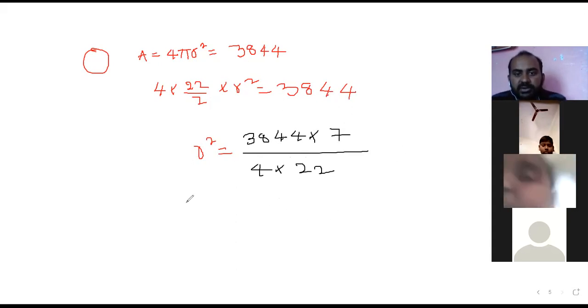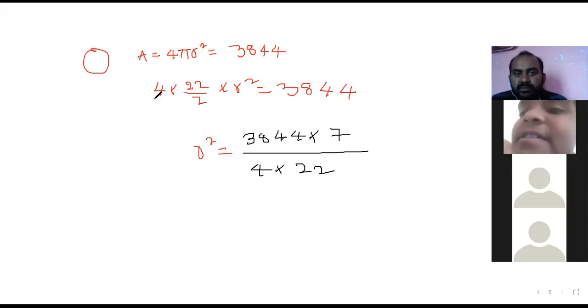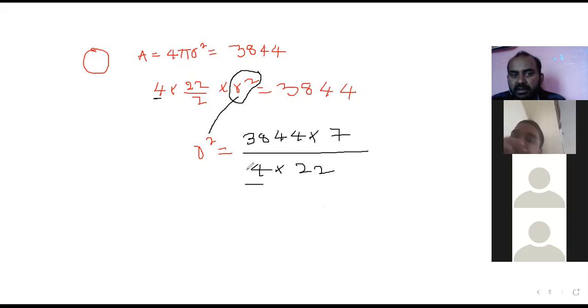Then after that, do the cancellation. Sir, can you say once again? Yeah, see here. Here 4 is there. I have to find only r square, so I wrote here r square. This 4 in the numerator comes to this side as denominator, and this 22 as the numerator comes as denominator. 7 in the denominator comes as the numerator. Numerator, denominator, denominator, numerator. Right? And all are multiplications only.